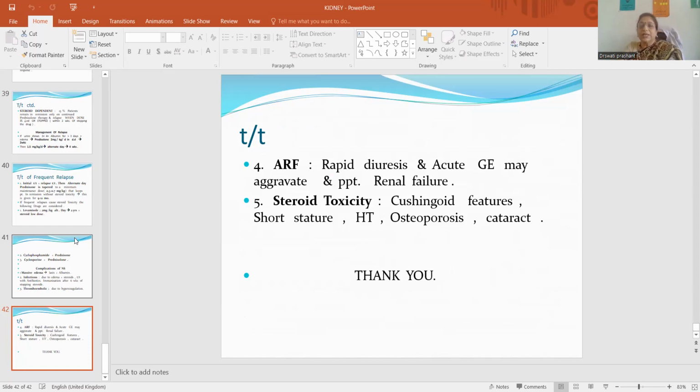Steroid toxicity leads to Cushingoid features, so that is one of the complications. Short stature, hypertension, osteoporosis, and cataracts are the long-term complications of steroid treatment.